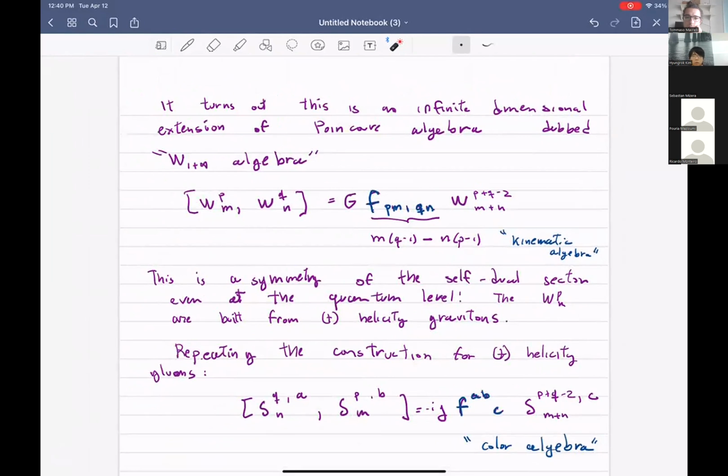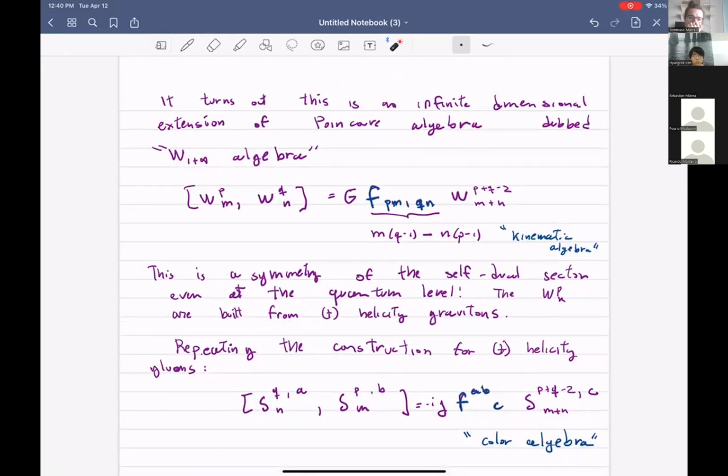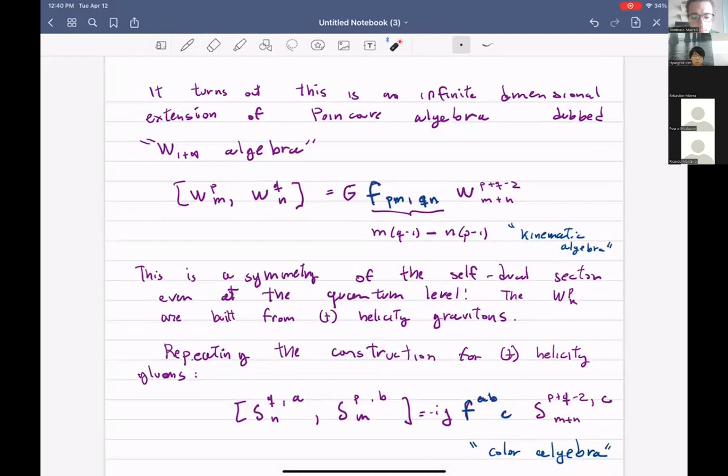So the algebra happens to be an infinite dimensional extension of Poincaré, as I said, and it was historically dubbed, in connection to higher spins, the W 1 plus infinity algebra. The one actually corresponds to a central term, which is the first mode. The structure constants of this algebra actually have some resemblance to the kinematic algebra, which you may or may not be familiar with, for the self-dual sector. They are actually modes of those kinematic structure constants. So actually, it's a particular mode decomposition of the kinematic algebra.